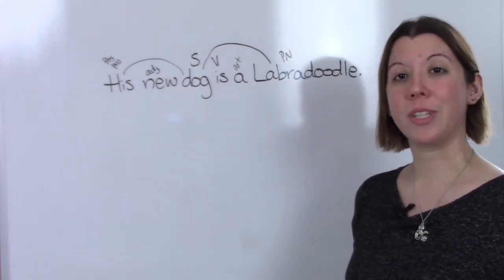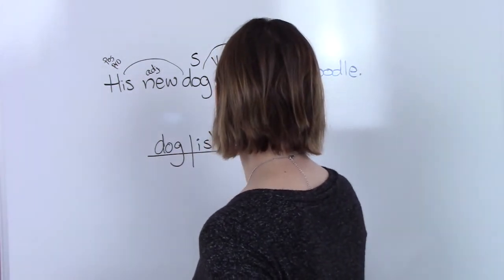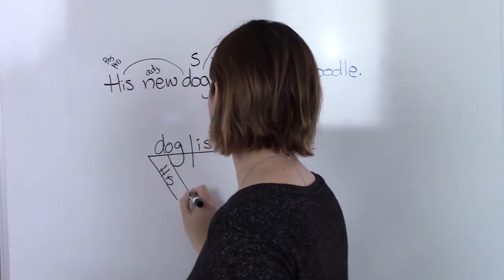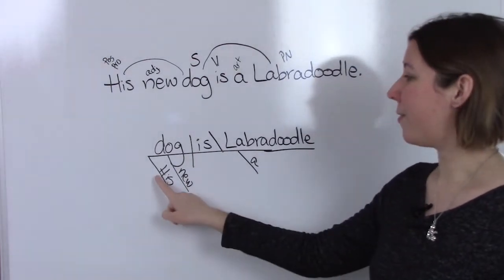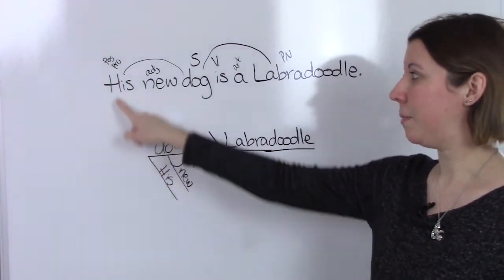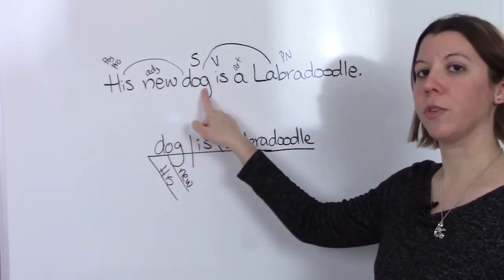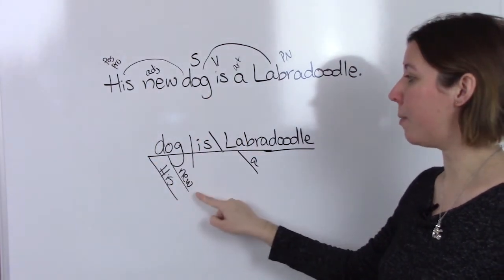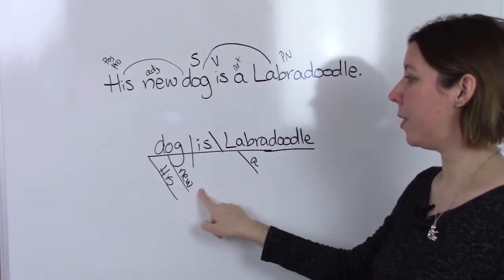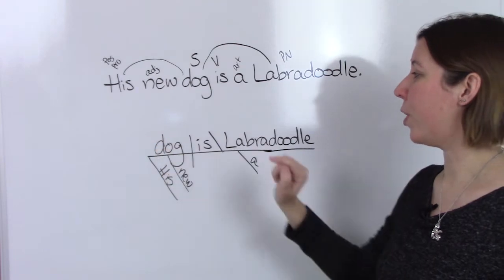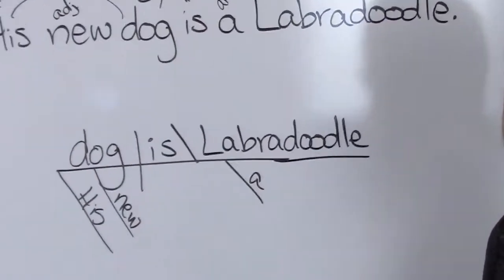Now that all of the words are labeled, I'm ready to diagram. Here we go. Notice how I've got a capital H in his because it's the start of the sentence. Also, I have two modifiers for the word dog, so they go in the same order that they appear in the sentence. His new, his new. Both of those modify the noun dog. A modifies Labradoodle.